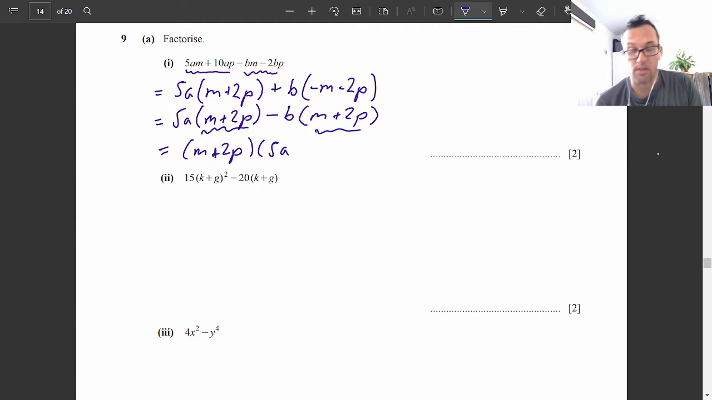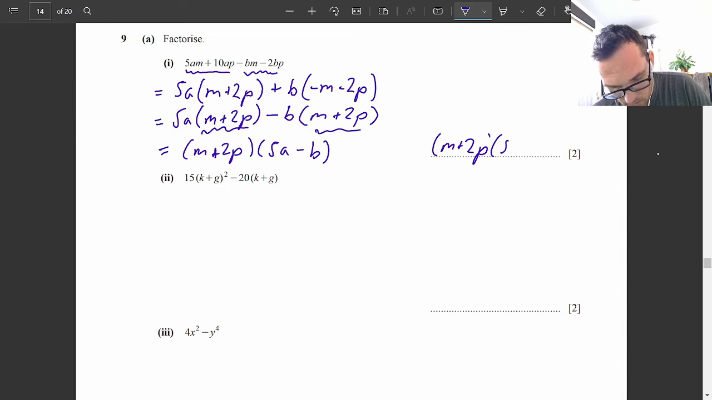And factorize m plus 2p in the second term, we'll be left with minus b. And that is our final correct answer. M plus 2p, 5a minus b. If you got the brackets in the opposite way around, that's also correct.